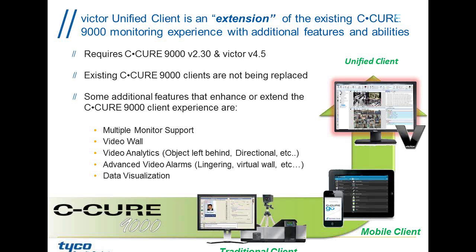But what I really want as a key message from this particular slide is to make sure that people understand this is not a replacement for the existing Secure 9000 clients. It's a new client choice, an experience that you can select from. So you still have your admin client, your monitoring, the badging stations, the web client, the mobile client that is now supported with version 230 called Secure Go on iOS and Android. And now, as well, we have the Victor Unified Client, which allows us to bring a very strong synergy between access and video together in that one client interface.